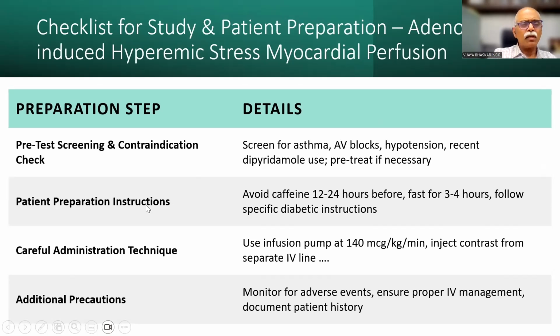So similarly, patient preparation: ask the patient to stop caffeine for 24 hours prior, fasting for 3 to 4 hours. Use a separate IV line for contrast and for adenosine. Don't give both of them using a three-way, but use a separate IV line. And just like a CMR stress perfusion, give 140 micrograms per kg per minute, calculate the dosage, give the dosage from a separate IV line, and then before starting the procedure, check the blood pressure, check the heart rate, check for proper IV line management, and then start the procedure.